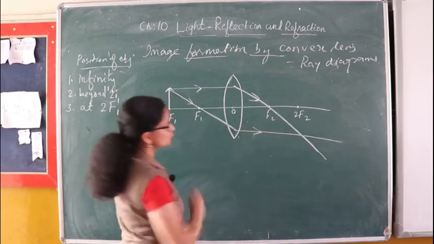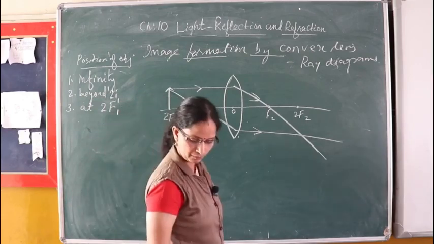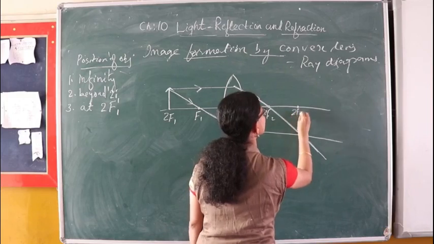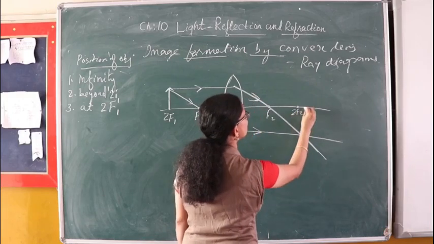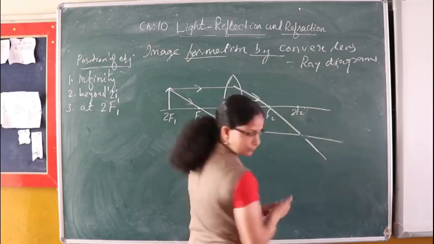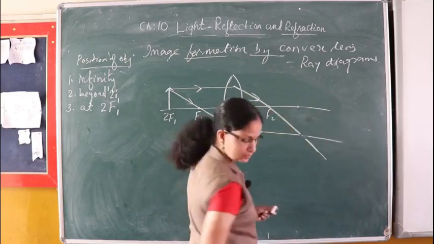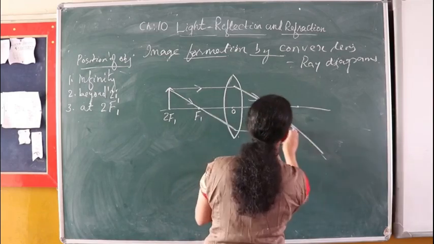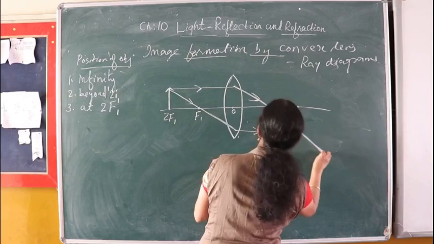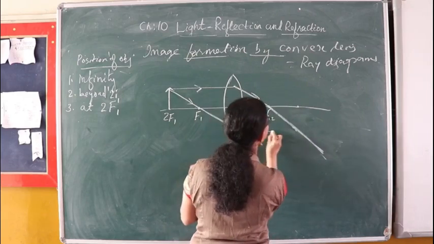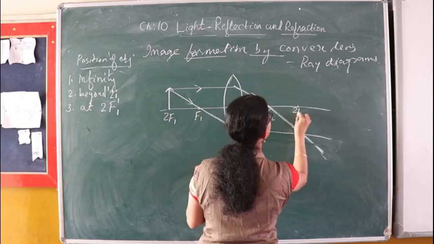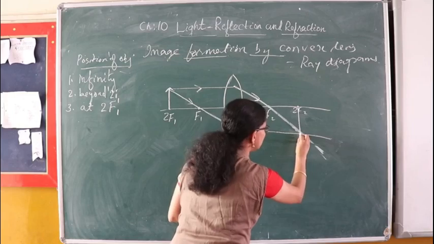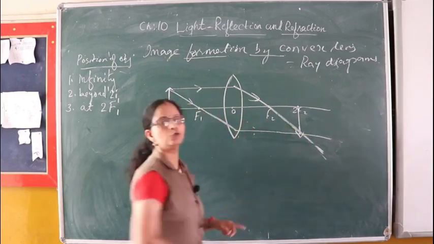Now, we can see where these two rays meet each other. Here we can see these two rays meet somewhere here. So, the image is formed where these light rays, after refracting, one passing through the principal focus and this one becoming parallel, meet each other exactly here at 2f2.